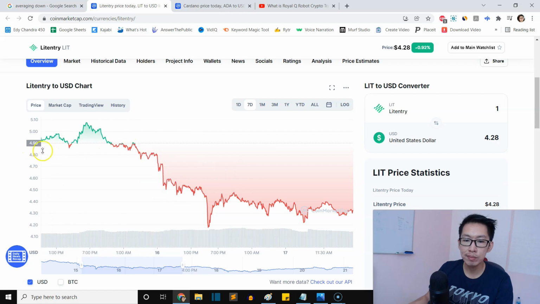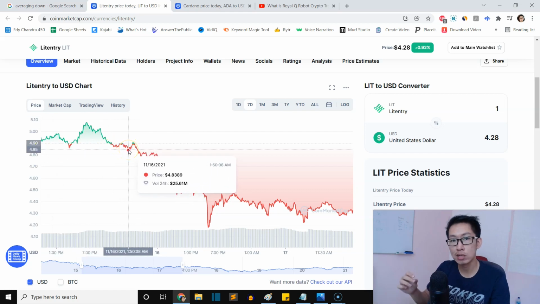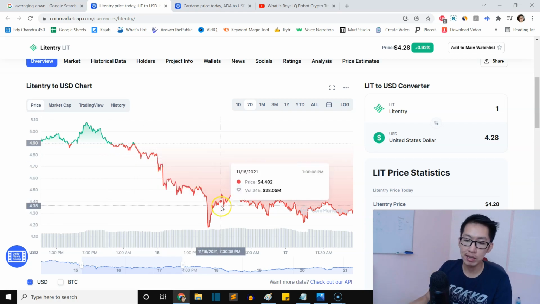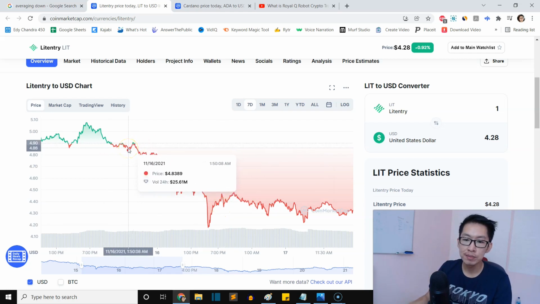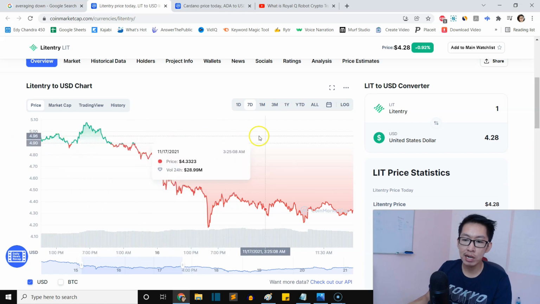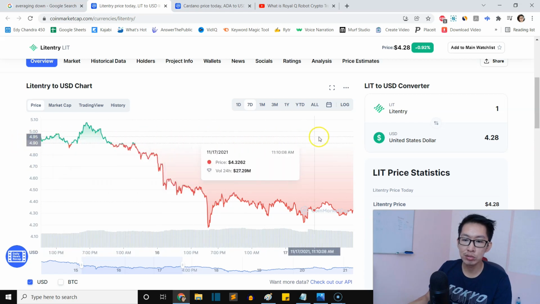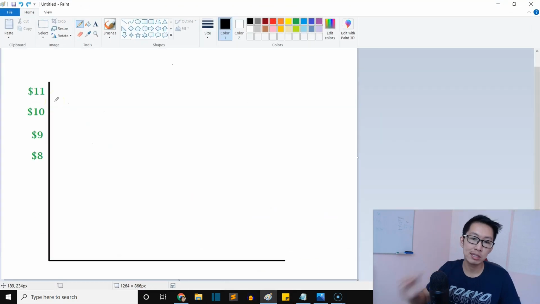When the coin price gets lower, it means it's cheaper. So when you put in more money, you have more coins. When you have more coins, the average price for that coin is going to drop. Let me show you this. Let me use this scenario so that you can understand it.